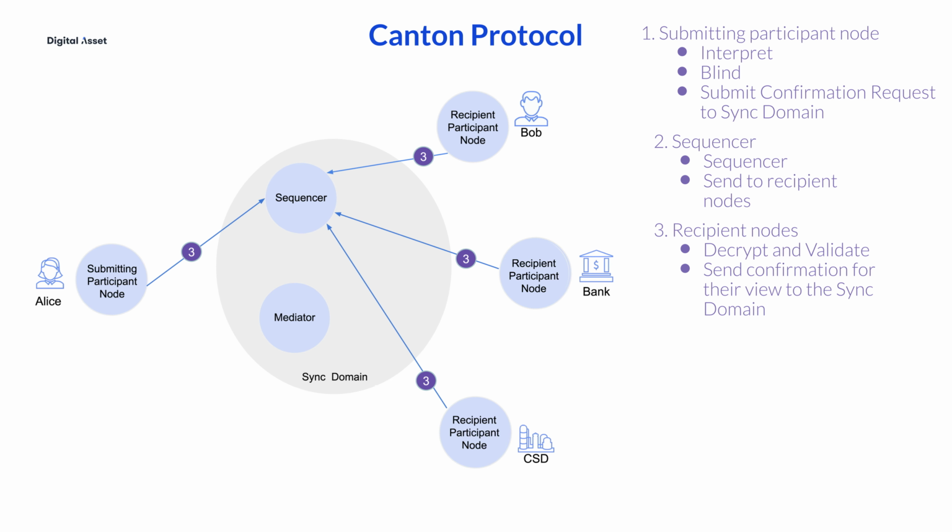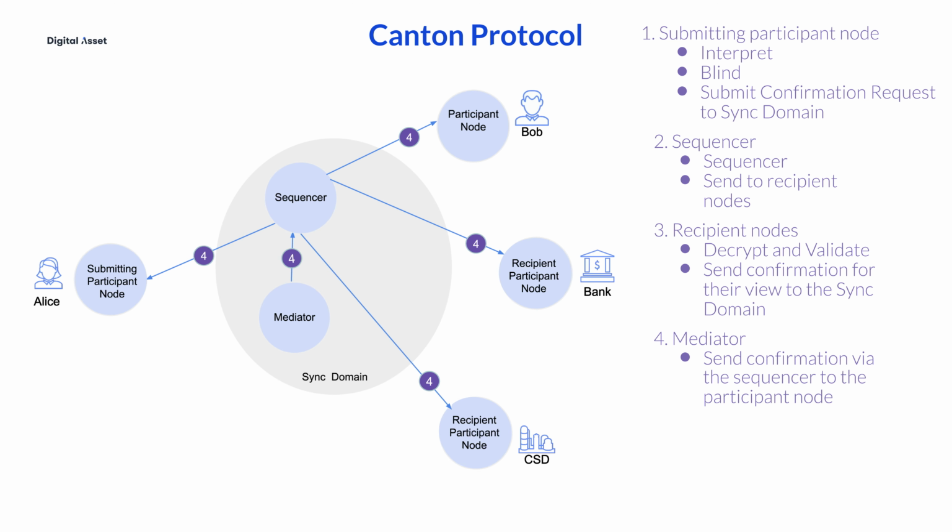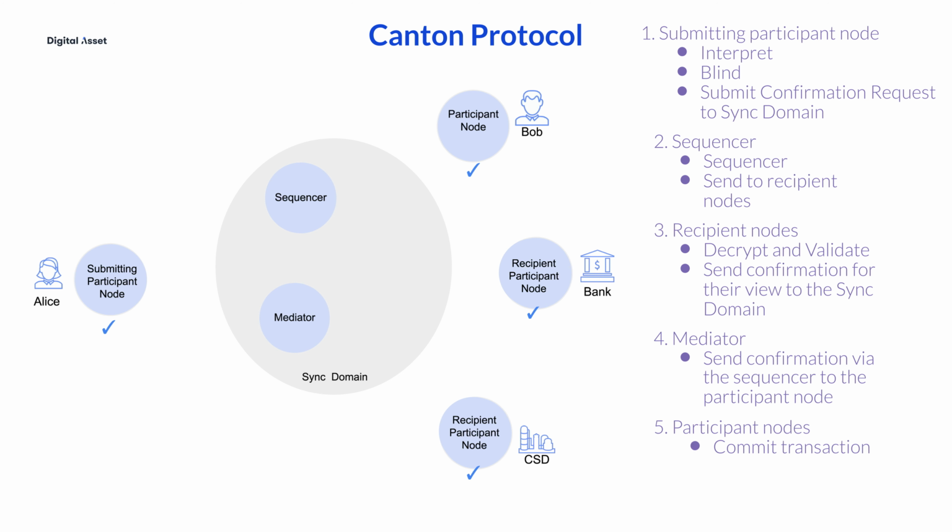The recipient participant nodes decrypt and validate the new transaction against their own private contract stores. If they find the transaction to be valid, they send their confirmation to the mediator via the sequencer. The job of a mediator is to aggregate the confirmations coming from all participants, and once all participant nodes have confirmed, inform the sequencer that the transaction has been confirmed. Then the sequencer informs all participant nodes to commit the transaction. Finally, all participant nodes commit the transaction in their local data store.